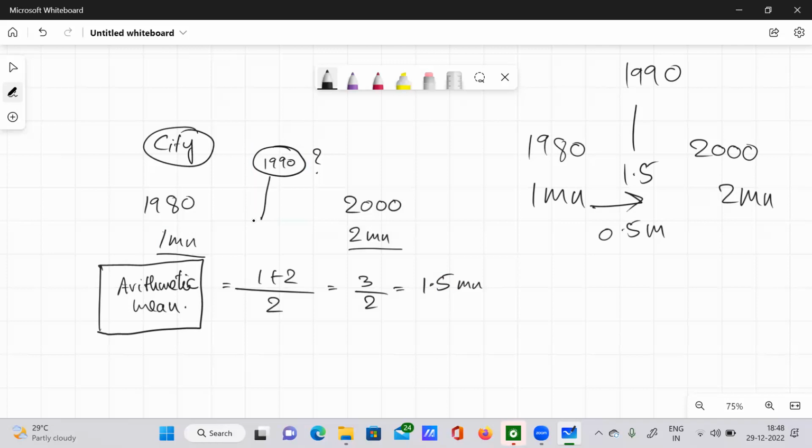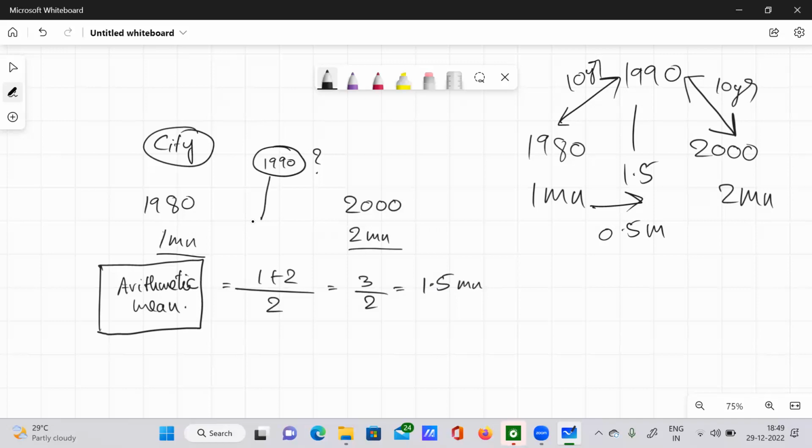So, why is this not the accurate metric? Because see here, from 1980 to 1990, there is a 10-year period, right? And from 1990 to 2000, there is a 10-year period. So the rate of growth may not be uniform throughout this 20 years, right?